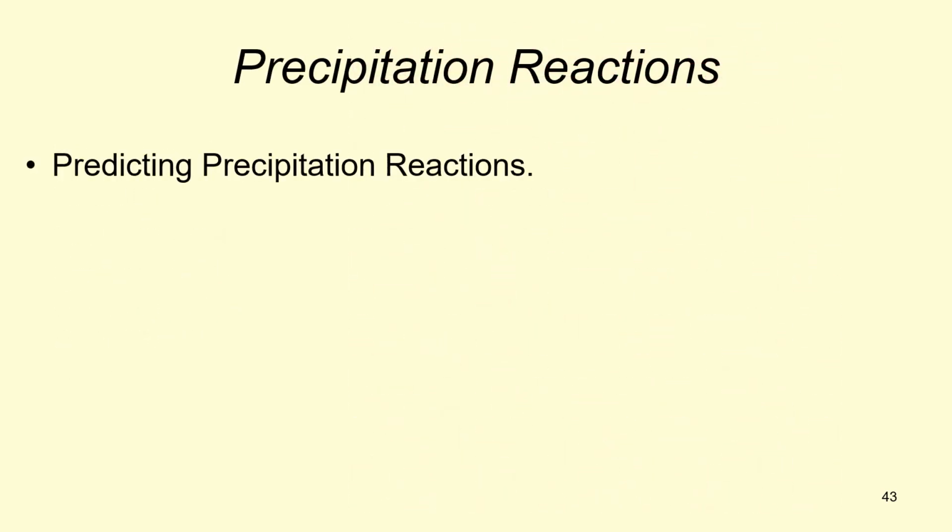We've already talked about how to write our ionic equations, and now we just have to add one more little step where we decide how to predict if a precipitate is going to form or not. Again, it's using solubility rules, but we're going to do one more thing to figure out what the possible products are going to be.